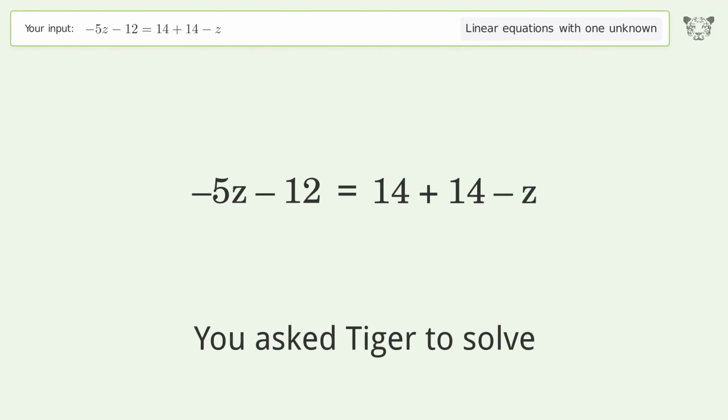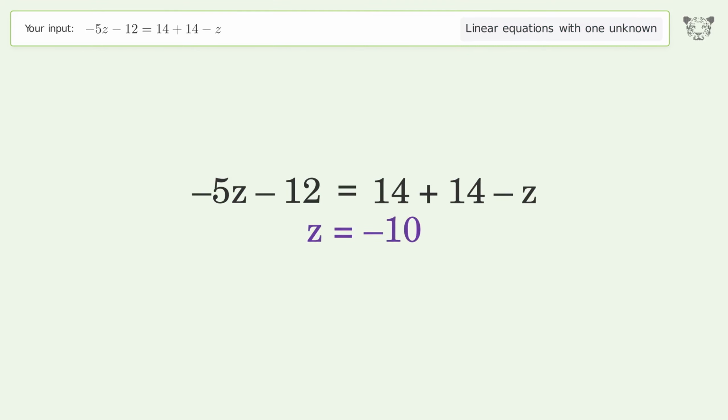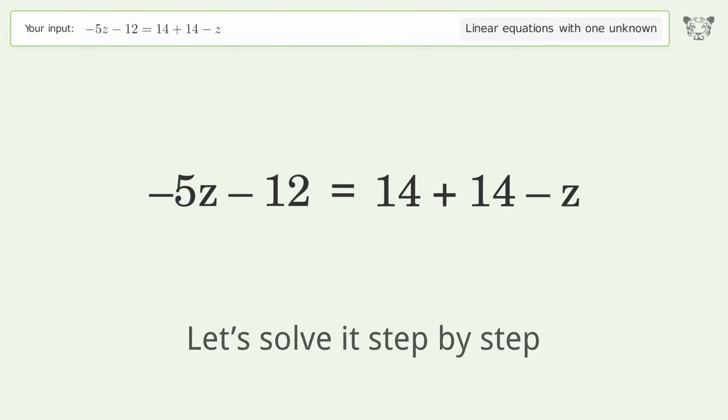You ask Tiger to solve. This deals with linear equations with one unknown. The final result is z equals -10. Let's solve it step by step.